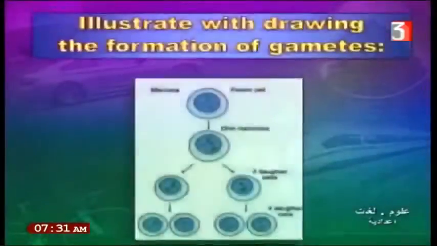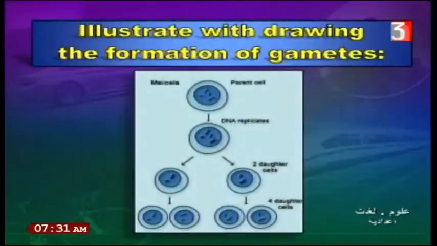Next one. Illustrate with drawing the formation of gametes. Here we want a diagram of meiosis division. It starts with parent cell. After replication of DNA, forming two daughter cells, and these two daughter cells divide again in meiosis II to form four daughter cells, which are gametes, and they contain half number of chromosomes, which is N chromosome.